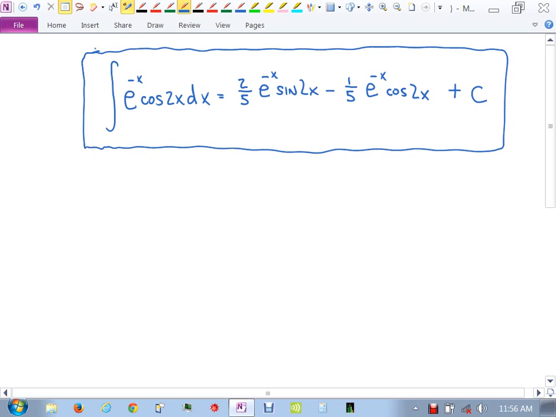So that was very odd, wasn't it? I mean, we didn't even get an answer. What we got is the original integral reappeared in our integration by parts, and we were able to bring it to the other side. And then we were able to get an answer. It's quite remarkable, if you ask me.